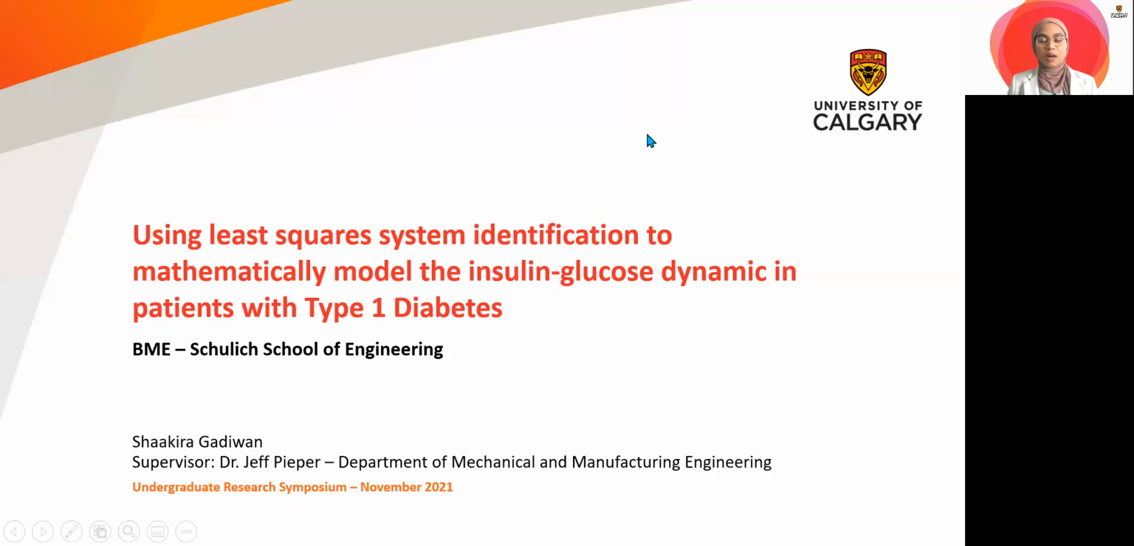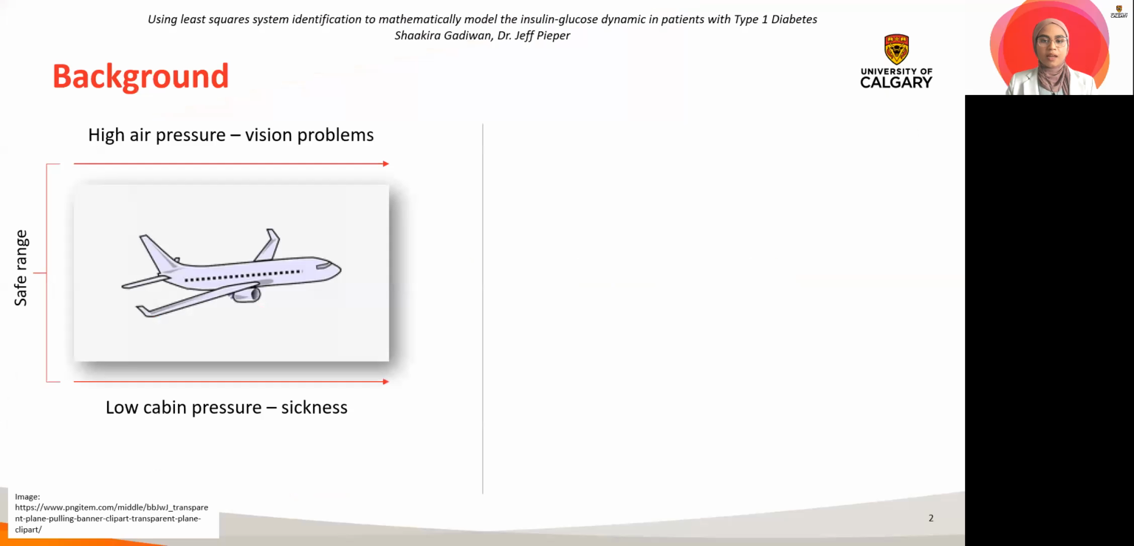Today I'll be talking about how I modeled the insulin to glucose dynamic in patients with type 1 diabetes using a system identification method. Imagine you're piloting a plane that must always remain within a range of altitude. A high altitude will cause vision problems, and a low altitude will lead to nausea and sickness.